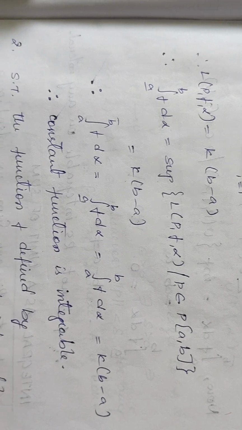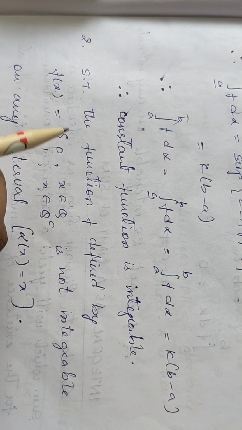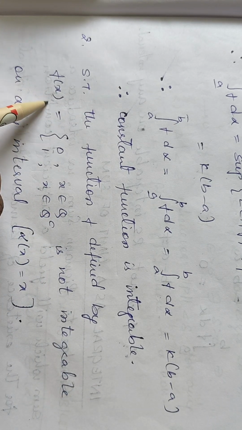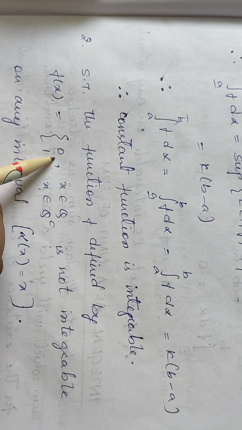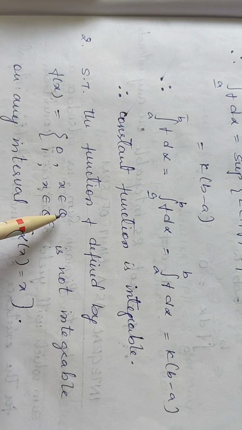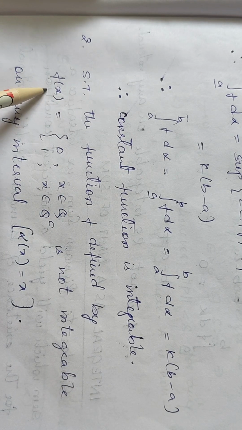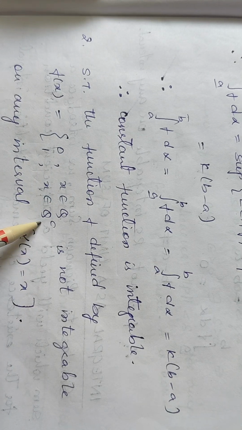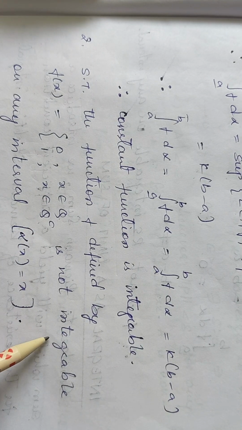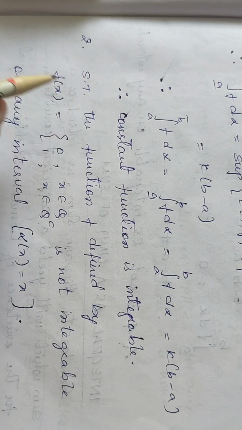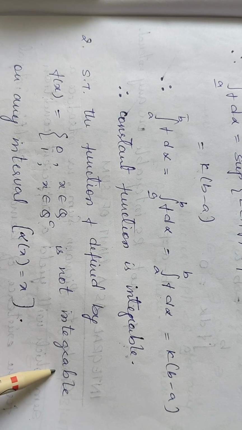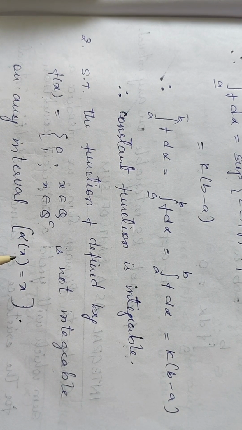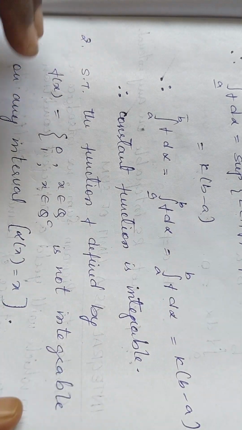So now let's move on to the next problem. Show that the function f defined by f of x is equal to 0 if x is a rational number, and f of x is equal to 1 if x is an irrational number, is not integrable. We need to show that this function is not integrable on any interval, and here alpha of x is equal to x.